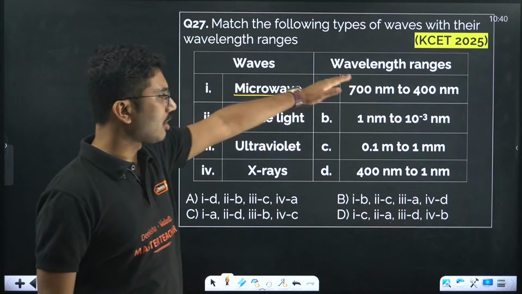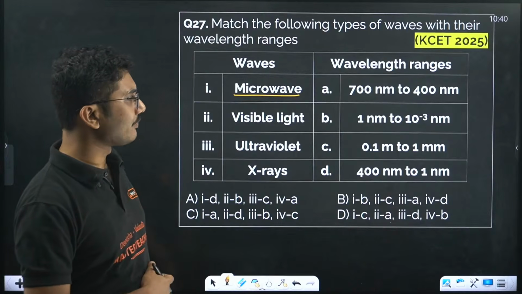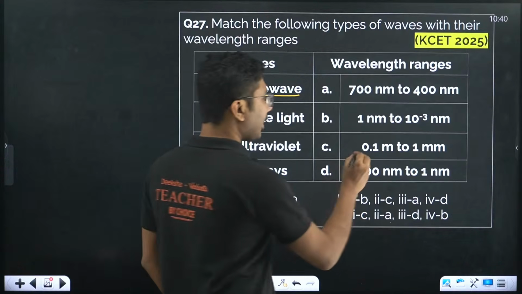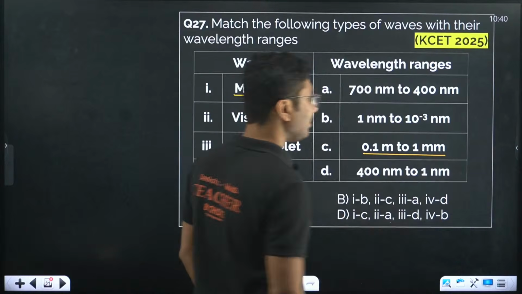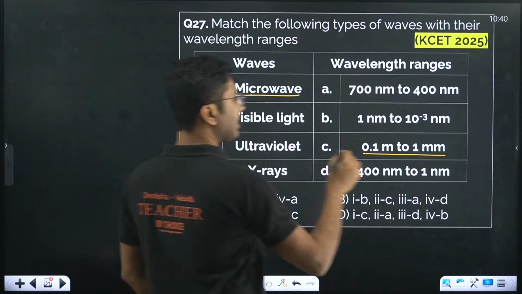Okay, and no extra options are given, so we are lucky. So if you see which one is the highest wavelength in this given range, the highest wavelength is 0.1 meter to 1 millimeter. So that must be matching with microwave.